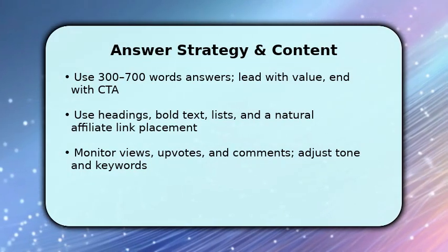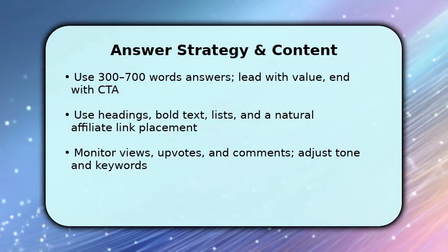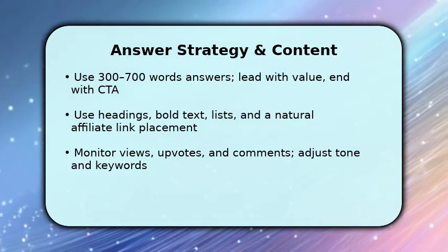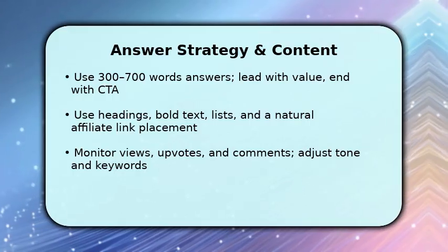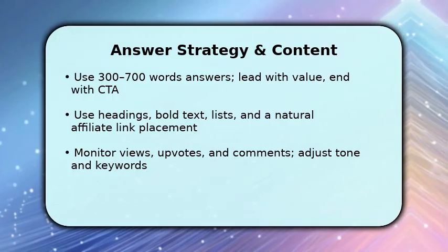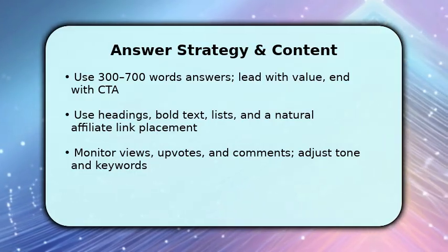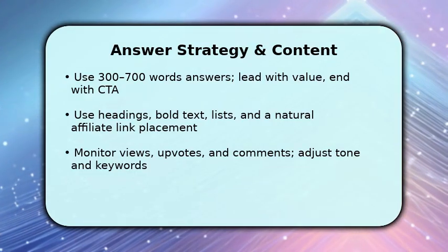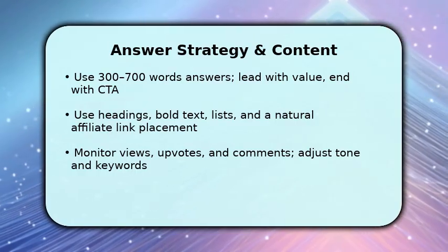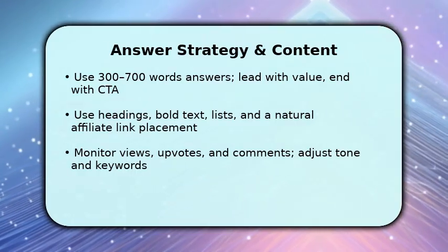Write 300 to 700 words, open with a concise value statement, expand with steps or examples, and end with a clear call to action. Once done, format for skimmability: headings, short paragraphs, and bullet lists, and place the affiliate link naturally inside a resource or example. Make sure to quote product specs or pricing when applicable.